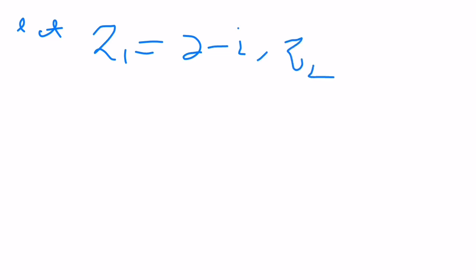In this lecture, we have to discuss the product of two complex numbers. Let z1 is equal to 2 minus iota and z2 is equal to 3 plus iota. Then we have to find z1 and z2.